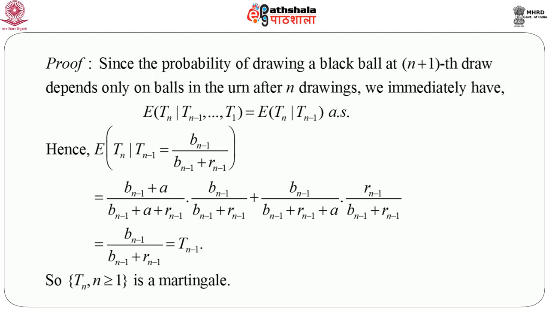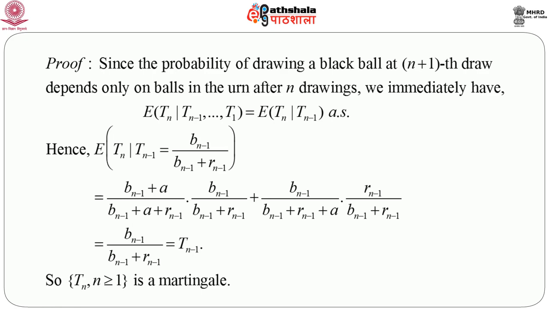But if we have drawn a red ball, we should have added a number of red balls to the urn, so that the number of red balls would be r plus a and the total number of balls should be b plus r plus a. Now let us denote by Bn and Rn the number of black balls and red balls respectively after the nth drawing. Then show that Tn is a Martingale.